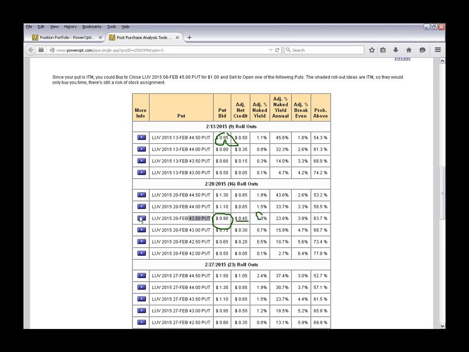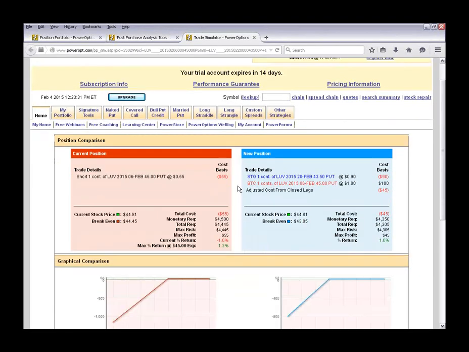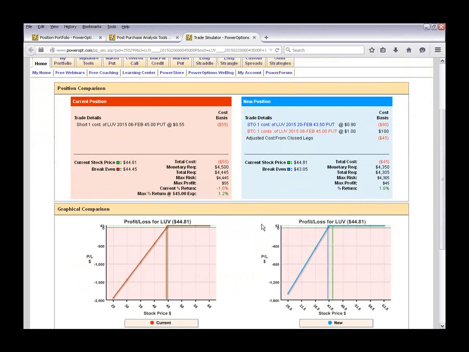Now, it's great to see things numerically, but as you're looking at the position here in the rollout opportunities, I can go to Simulate Trade, and this will give us a side-by-side comparison. On my left, in red, is my current naked put position, the February 45 put expiring Friday. We have a current loss of 1%. We may still make the 1.2% if the stock recovers above $45 in the next 2 days.